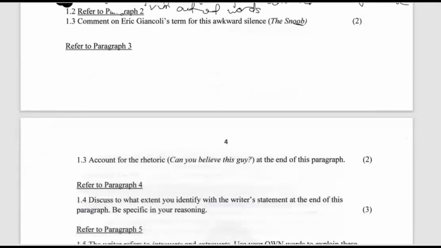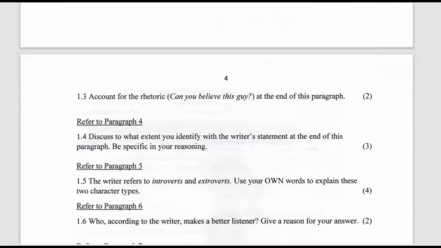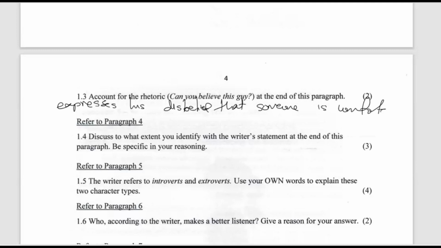Refer to paragraph 3, account for the rhetoric. Can you believe this guy at the end of this paragraph? One of the things is that it expresses his disbelief that someone would actually feel comfortable in an awkward silence.